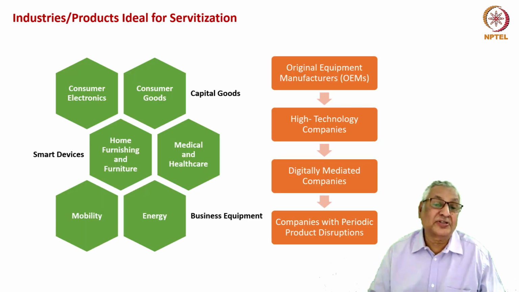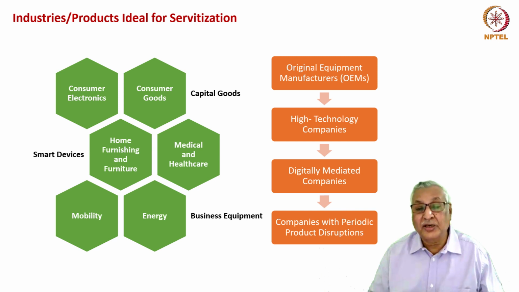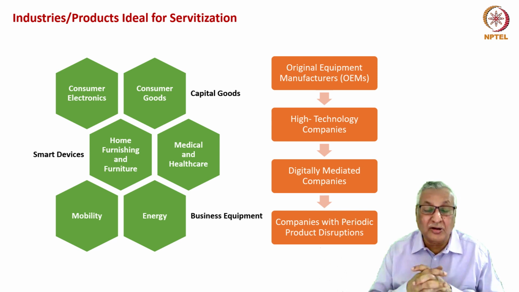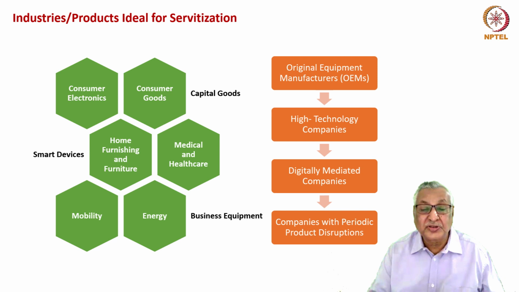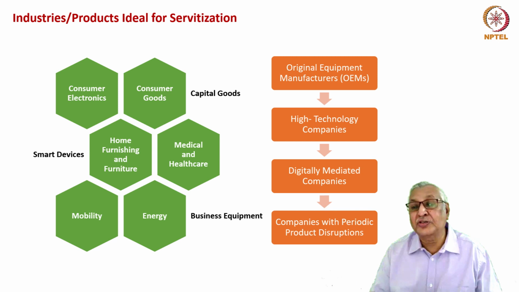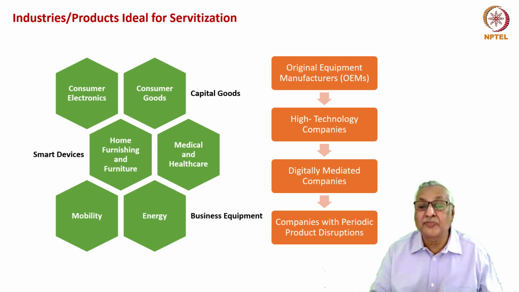There are several industries and products that are ideal for servitization: consumer electronics, consumer goods, home furnishing and furniture, medical and healthcare, mobility, energy. These are all great industries for experimenting with and perpetuating servitization. In addition, highly technology intensive, highly cost intensive industries such as capital goods, highly dynamically technologically driven industries such as smart devices, and highly energy consuming industries related to business equipment, they're all ideal for servitization. So original equipment manufacturers, high technology companies, digitally mediated companies, and companies with periodic product disruptions all qualify for servitization.